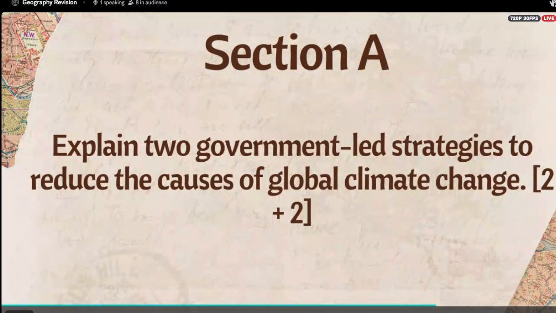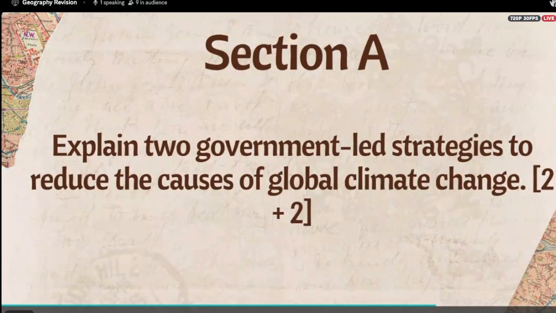So let me unreveal. Okay, so Sylvie and Jess, both of you are on the right track, but this one doesn't ask for examples. This is the worst part about the 2+2. Unless they say explain with examples to government-led strategies, you don't use examples of countries. So you have to do it in general.